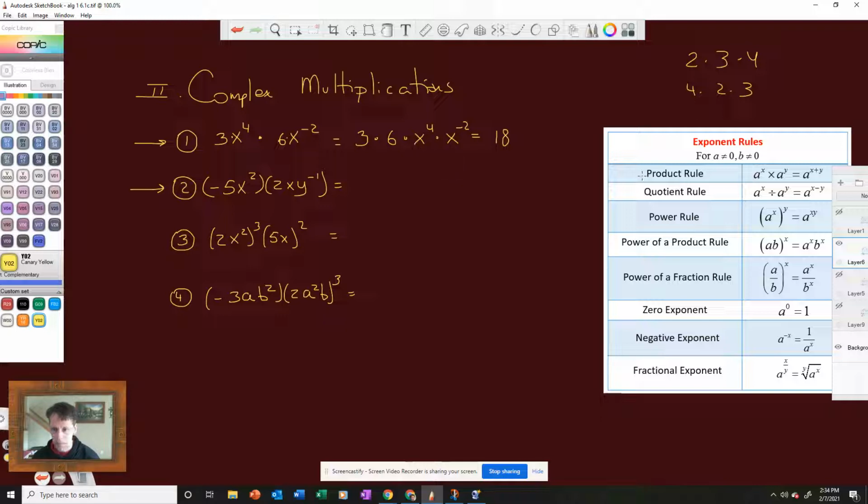Well, since I have a common base, I can just use the product rule and simply add the exponents, see? So what is 4 plus negative 2? Well, that would be 2, and therefore your answer is 18x squared.